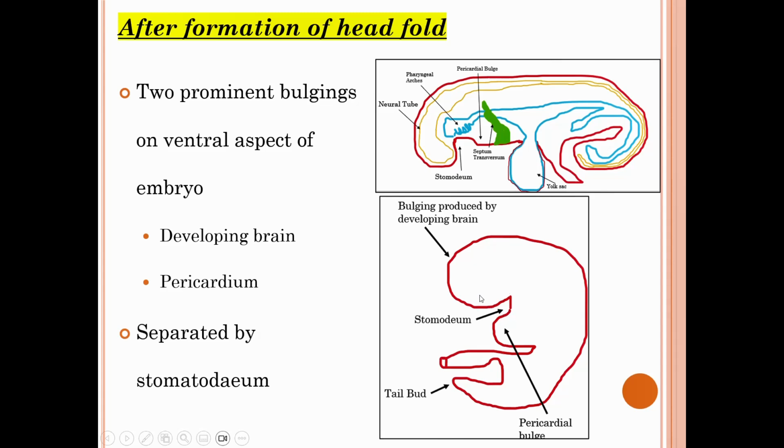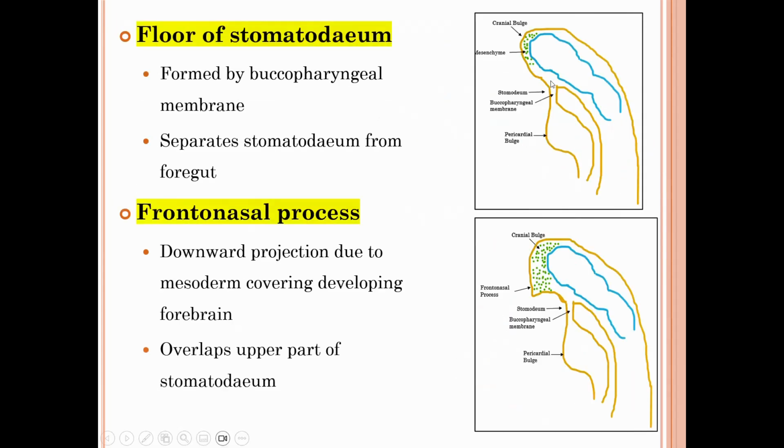So between the bulge produced by the developing brain and the pericardial bulge, there is stomodium. Stomodium is future mouth. Now if you see here, the floor of the stomodium is formed by the buccopharyngeal membrane, and here you see stomodium is separated from the foregut. Here is the foregut. Then there is frontonasal process.